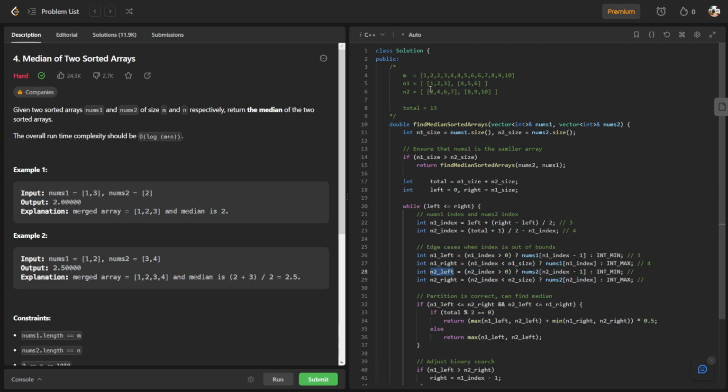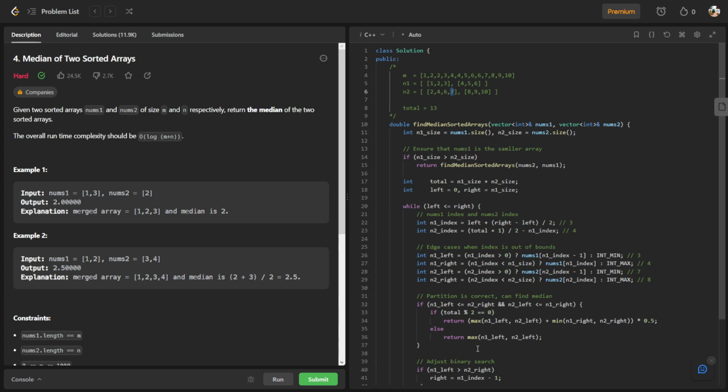So n2 left is 7, and then n2 right is 8. Okay, then we check whether or not our partition is correct. n1 left is smaller than n2 right. 3 is lesser than 8, yes, correct. But is n2 left smaller than n1 right? No, right? Because that means that this number does not belong in the left partition.